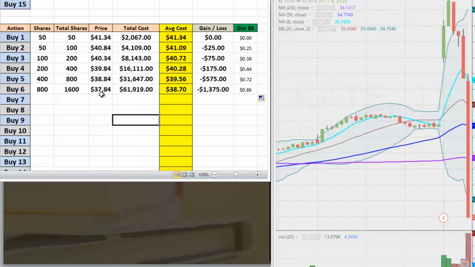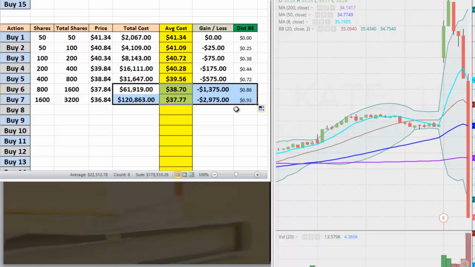And then the next buy would be at 36.84. And again, it went down as low as 36. So yes, you would have been filled on this one, all in the same candle. And at this point, you would be needing 1,600 shares. So that brings you up to 3,200. So now your situation is looking like that.